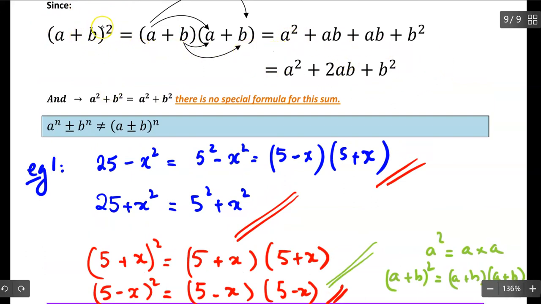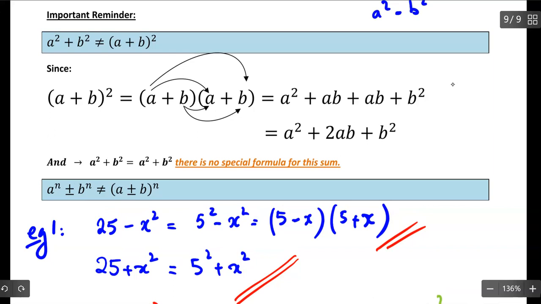If this is raised to this power, its factor will be a plus b times a plus b. A factor is the product of something. So this is the product, and multiplying this product will give you this. Its expanded form will be a squared plus 2ab plus b squared.